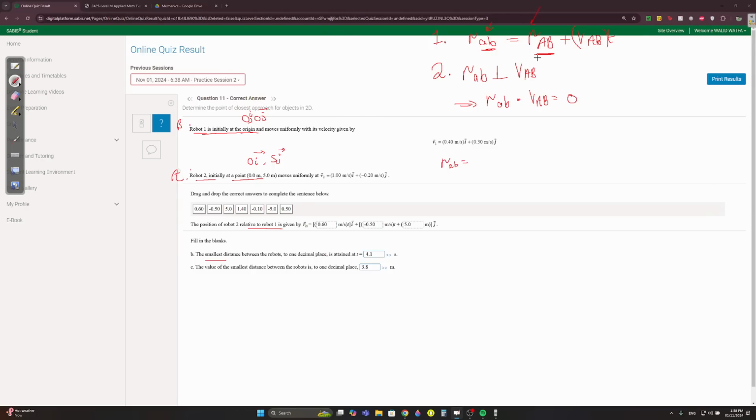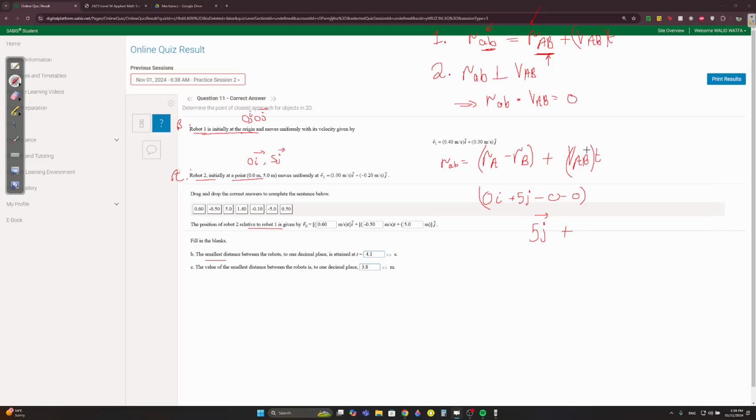So here, r_AB is equal to R_A minus R_B, right? Plus V_AB T. What's the initial position of A? It's 0, 5. So 0I plus 5J minus R_B, the initial position of B, 0, 0. So minus 0 minus 0. So what are you going to get? You're just going to get 5J, right?